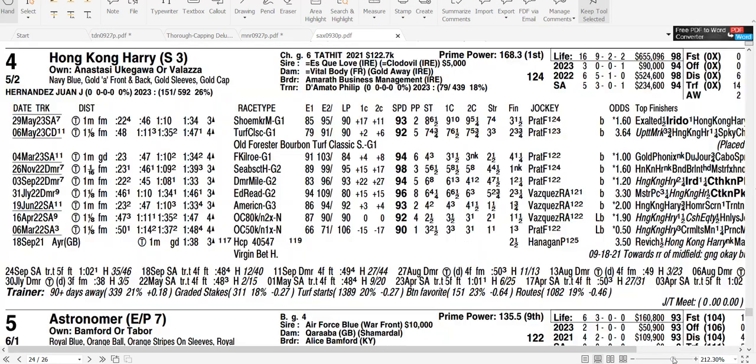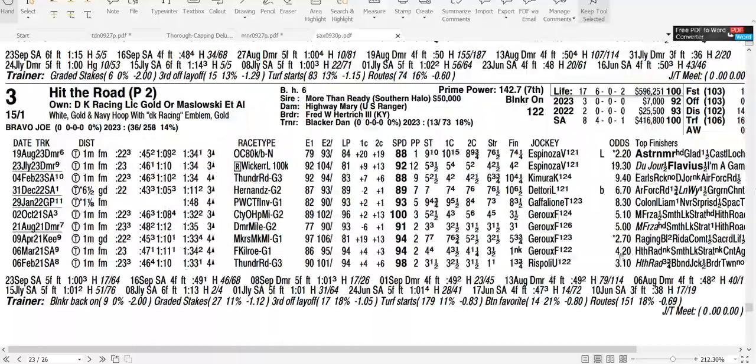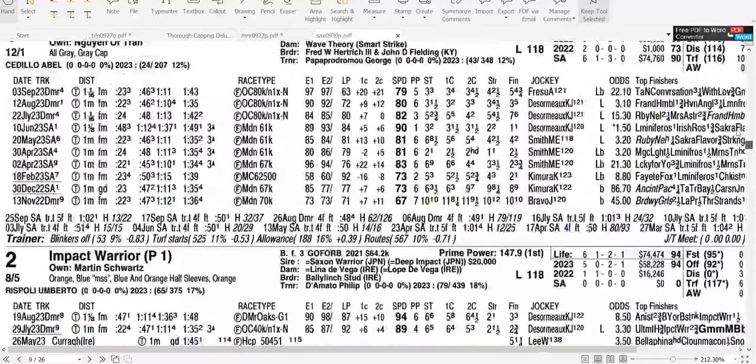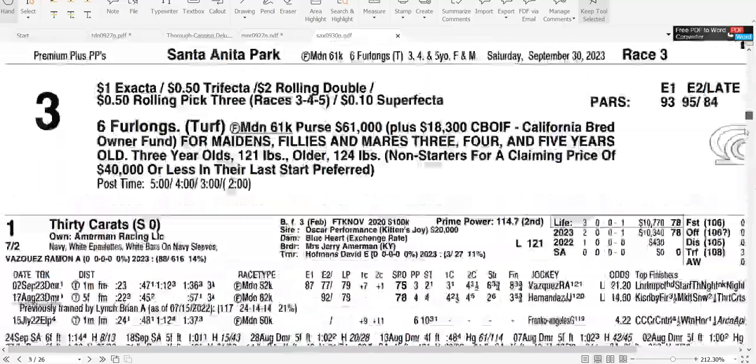Let me make this PP a little bit larger for you. And that was race number 5. Where are we at? Come on. There's 1.